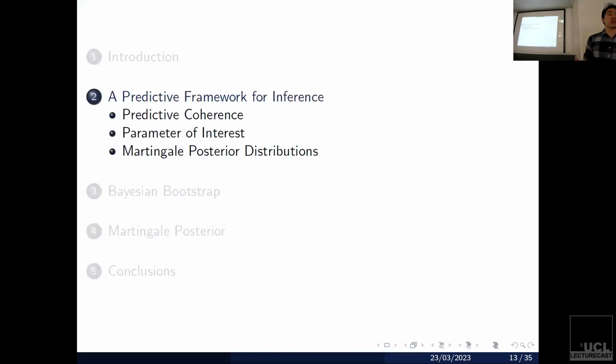Okay, so now onto the beef of the paper. I'm going to introduce a predictive framework for inference that is based on this predictive imputation idea, but doesn't require the construction of a likelihood, or of the predictive via a likelihood and a prior. We're going to see that there are some notions of coherence. We can't be crazy and just pick any predictive we want. And we're also going to see some connections to robust statistics and how we define our parameter of interest. And then overall, this is going to give us something called the Martingale posterior distribution.